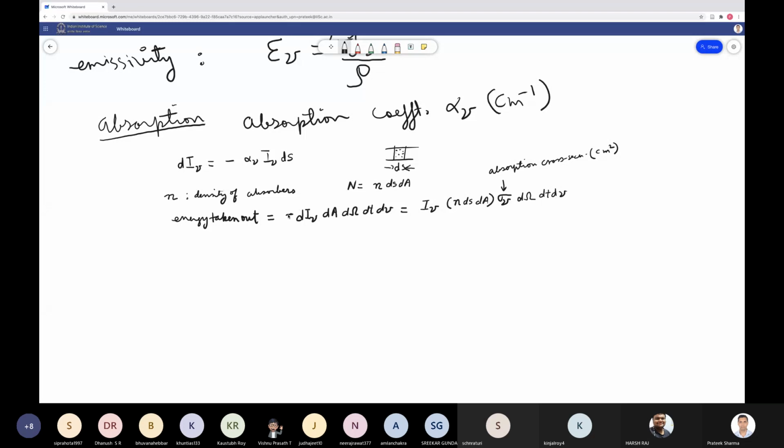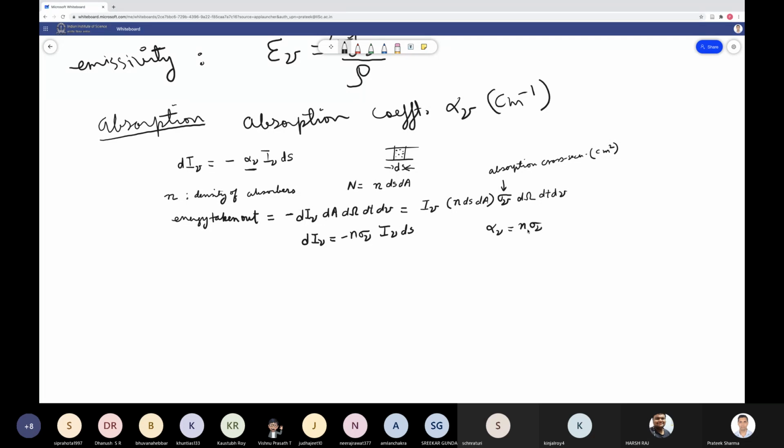And this is just the definition of how specific intensity changes. So just by equating these two, we get d I nu equals minus n sigma nu I nu ds. So this is how specific intensity changes because of absorption along the line of sight. And by comparing with the earlier expression, you can see that alpha nu is nothing but n sigma. So alpha nu equals n sigma nu.